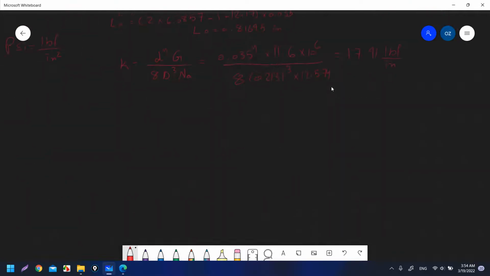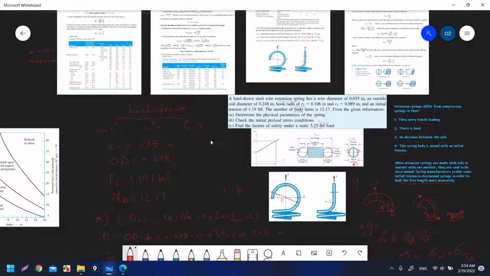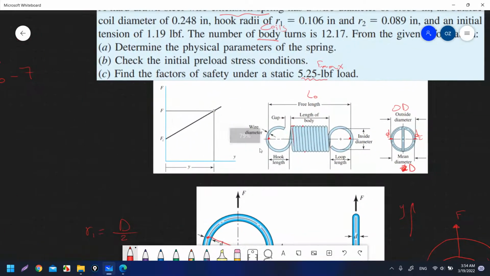So in order to find Y max, it is equal to F max minus Fi over K. Why is it Fi? Usually in physics we always say that it is F over K. Why do we subtract Fi? Because we already have initial tension between the coils.